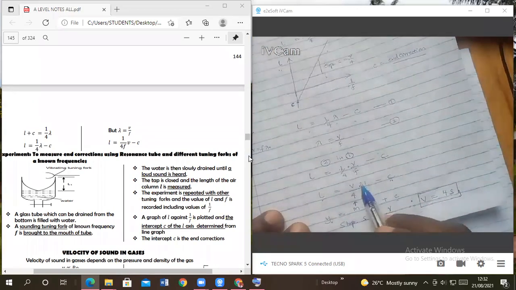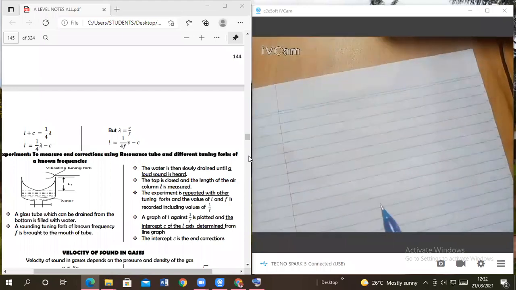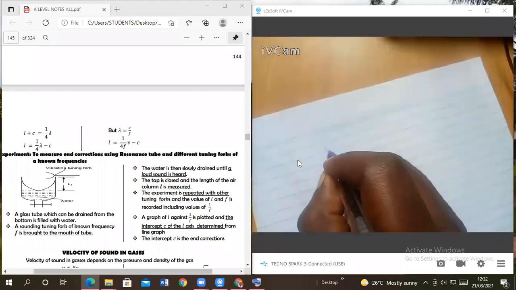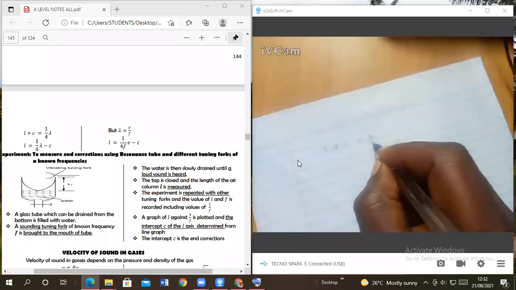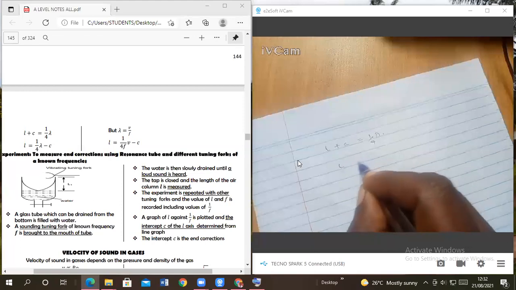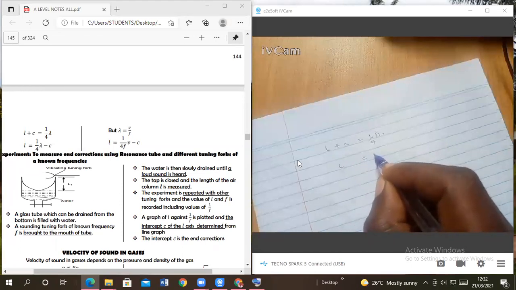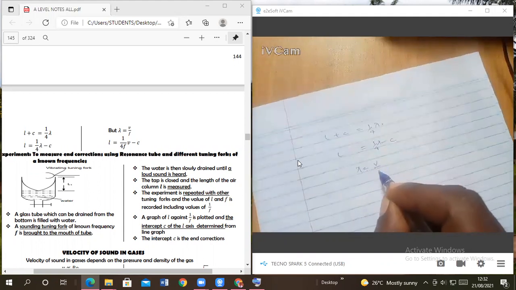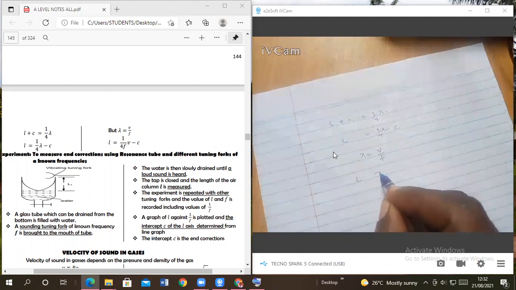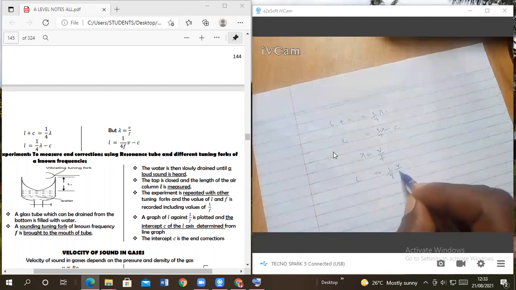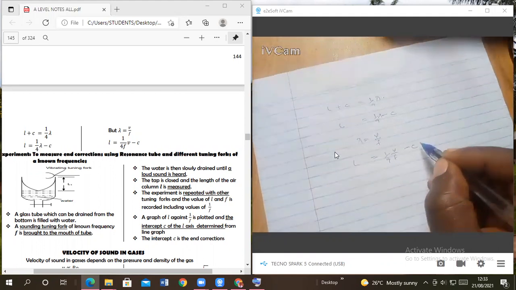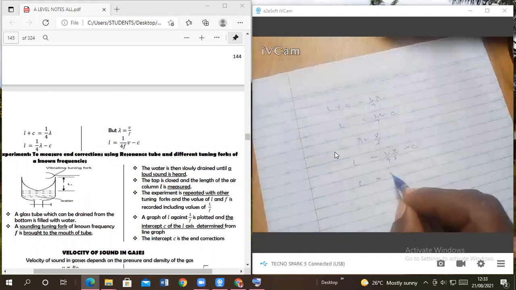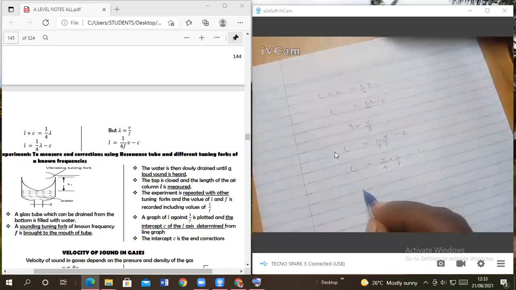But you don't end with this. If you want, you derive by saying that L plus C equals a quarter lambda, and then you take C to the other side: L equals a quarter lambda minus C. Then you substitute lambda, which is equal to V over F, and say L is equal to V over 4F minus C. Then you say L is equal to V over 4 into 1 over F, minus C.